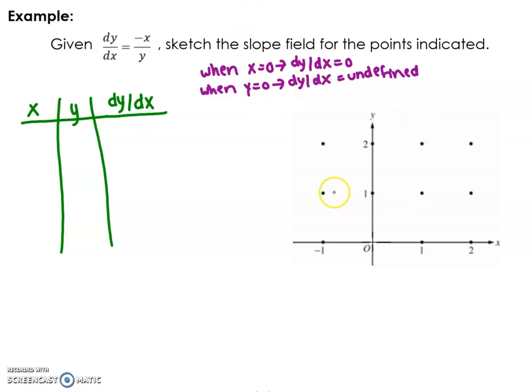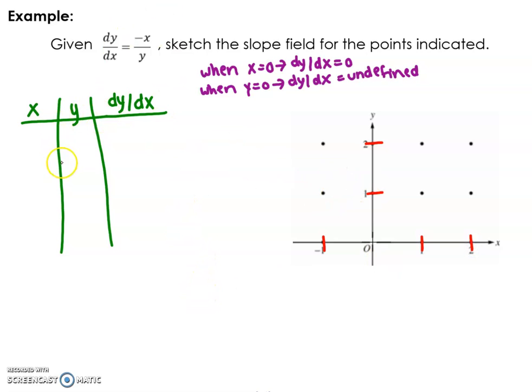So I'm going to go on to my indicated points here, and anywhere where x is equal to 0, I'm going to draw in a slope of 0. So x is equal to 0 on the points indicated here, only at 0, 1 and at 0, 2. So I'm just going to go ahead and make a horizontal line. So that's indicating that the slope here is 0. Similarly, when y is equal to 0, the slope is undefined. So that means that to draw my slope, it would be a vertical line. So anywhere where y is equal to 0, so that's going to be at negative 1, 0, that's going to be a vertical line. At 1, 0, vertical line. At 2, 0, vertical line.